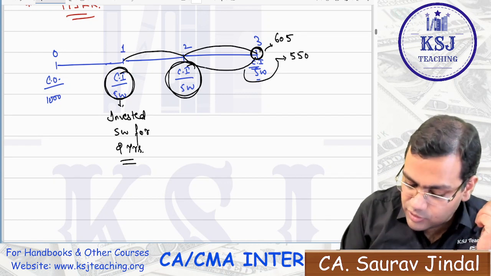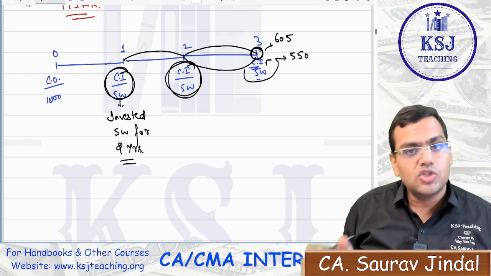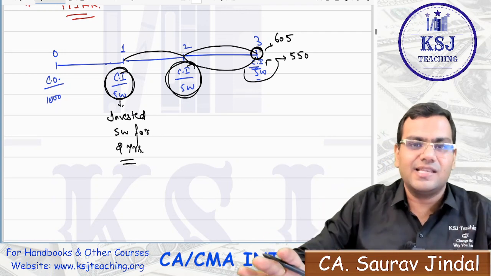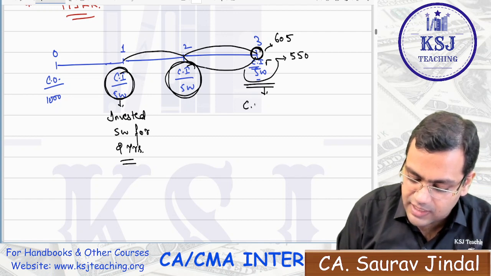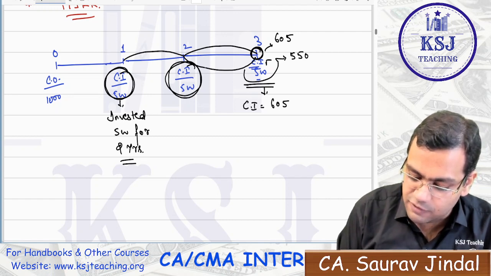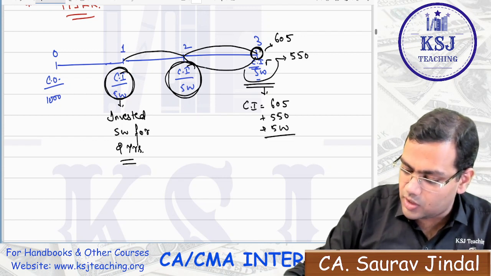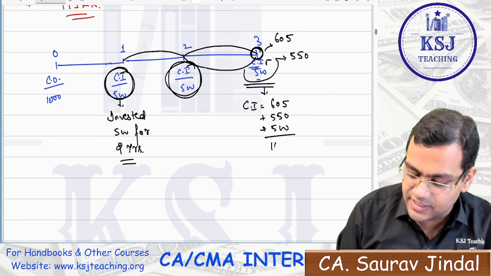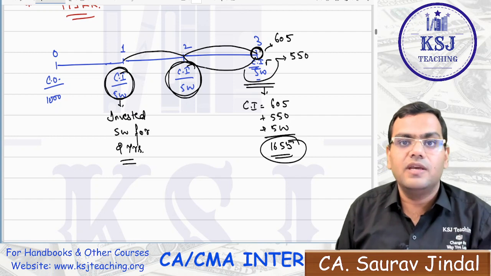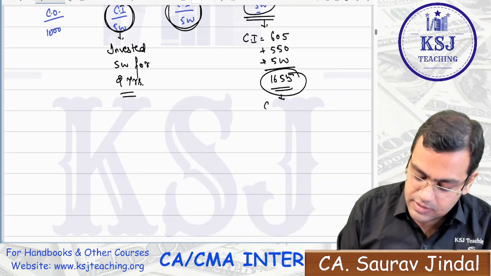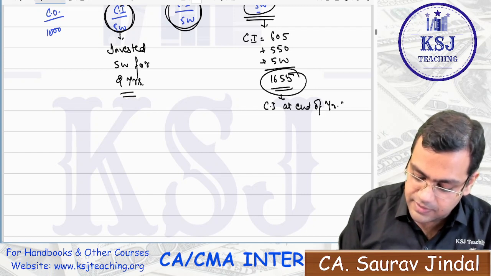Clear? Sir, what about this cash inflow? Sir, you cannot invest. This cash inflow is already at the end of the life of the project. So this cash inflow will remain as such. So what you will have at the end of the third year is the total cash inflows of 605 plus 550 plus 500. So this is what? 1655. So this is the cash inflow at the end of year 3.